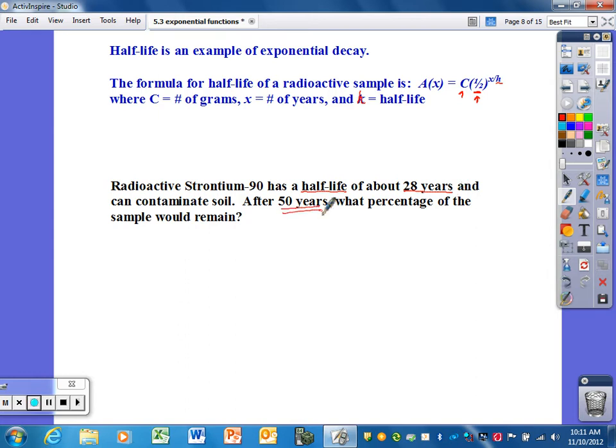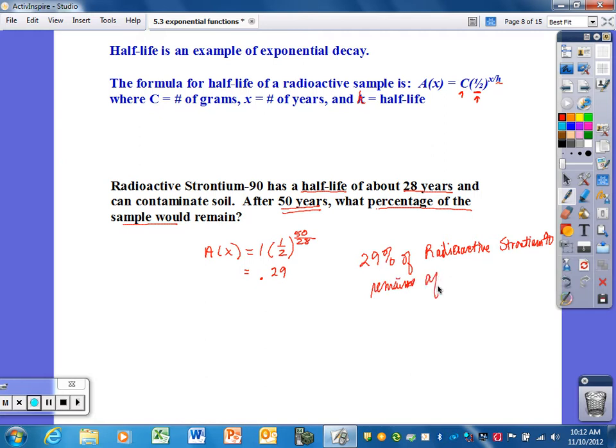Now it says, after 50 years, what percent of the sample would remain? So I have A of x equals, I start out with 100% of the element, so 100% is 1, times 1/2 to the power of 50 years for every 28 years of half-life. In that case, I get 0.29. So that means 29% of radioactive strontium 90 remains after 50 years.